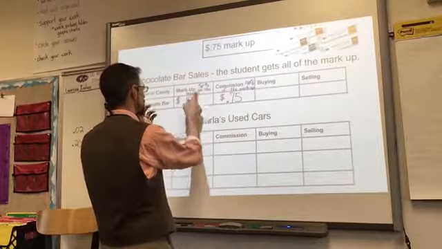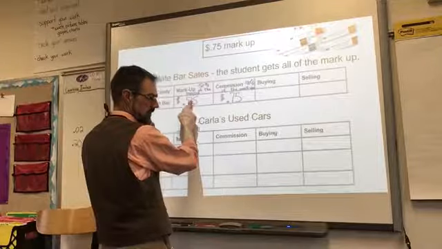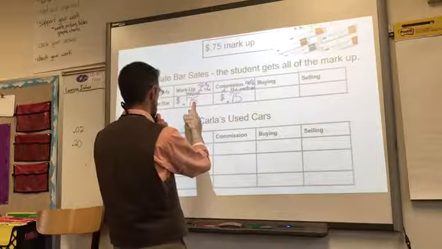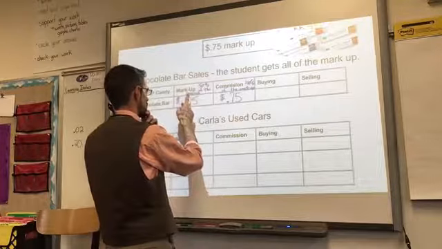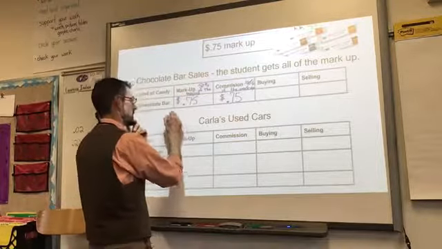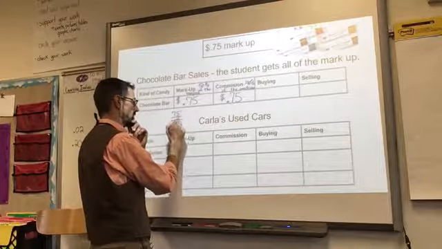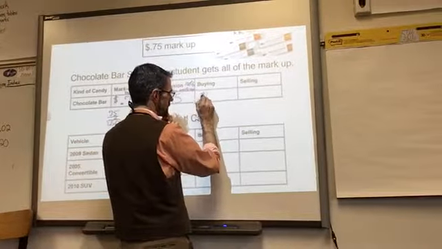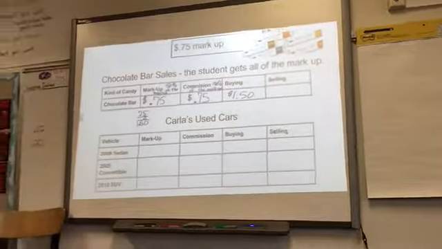So if this is 50% of how much he paid for them, 100% would be twice that, because 50 is half of 100. So it would be 75 times 2, which is 150. Move my decimal. So he bought the candy bars for $1.50, because that's how much they asked for them.